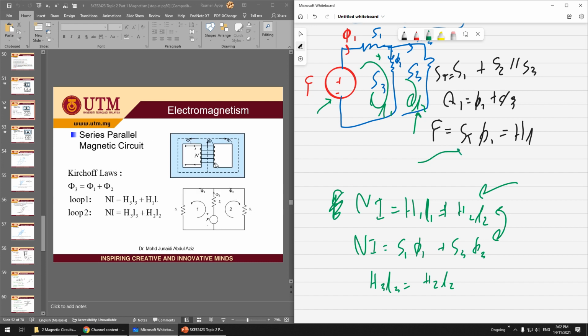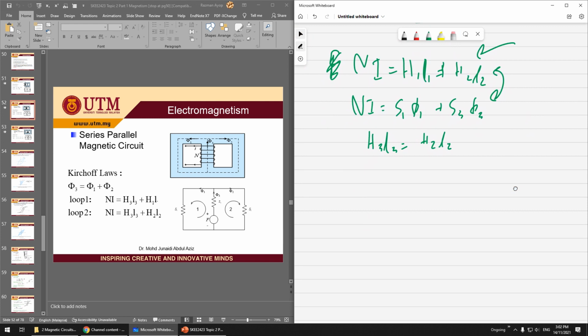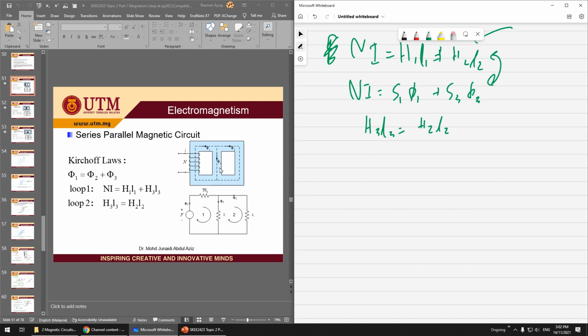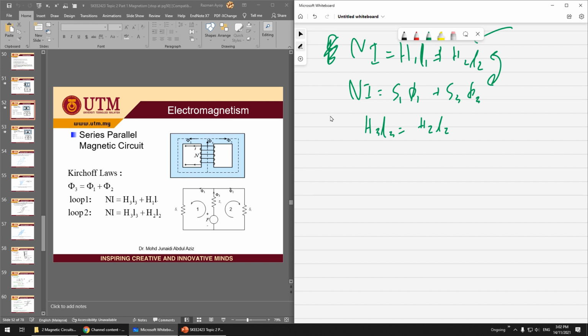Same as here, if you put it at the center, make sure you change it accordingly. Actually, it's almost the same. This one, you have the series here and you have the parallel here. Basically, if you put it at the center, you have something like this. Actually, plus and minus does not apply here. So the reluctance at the center here is S3, and then you have S2, and then you have S1.